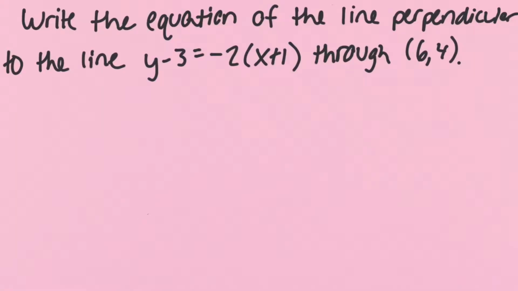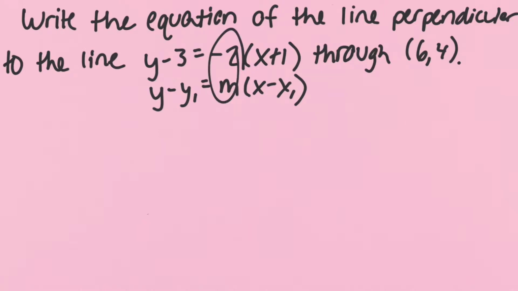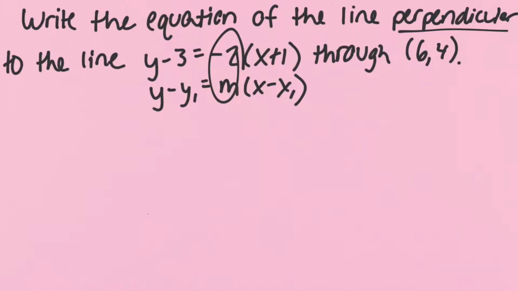In this first one, we want to write the equation of a line that's perpendicular to the line given here and through this point. So the general form of this equation is this. So m, the slope, is -2, but we want a line perpendicular. So the perpendicular slope is going to be the opposite reciprocal of -2. So it's going to be +2, and then instead of 2/1, it's going to be 1/2 because we flipped it. Now we need to write the equation of the line.